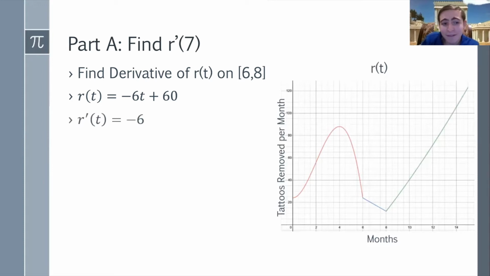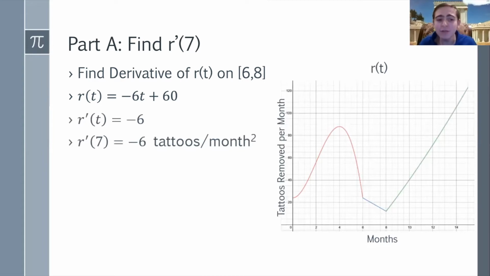Because 7 happens to be between 6 and 8, and R prime of T is equal to -6 tattoos per month squared the whole time, then R prime of 7 is also going to be equal to -6 tattoos per month squared. That's R prime of 7 because it's on the interval 6 to 8, and it is just T to the first power in our R of T. So R prime of T will give us -6 the whole way through. And now on to part B.